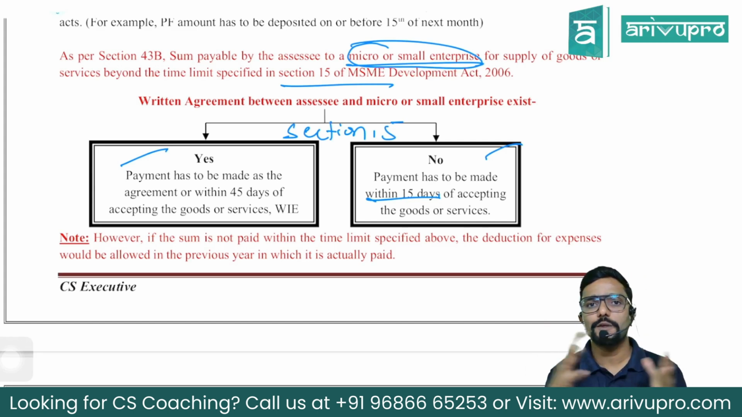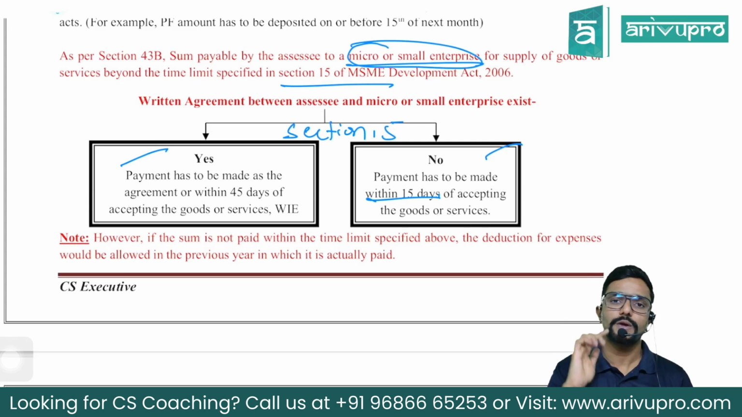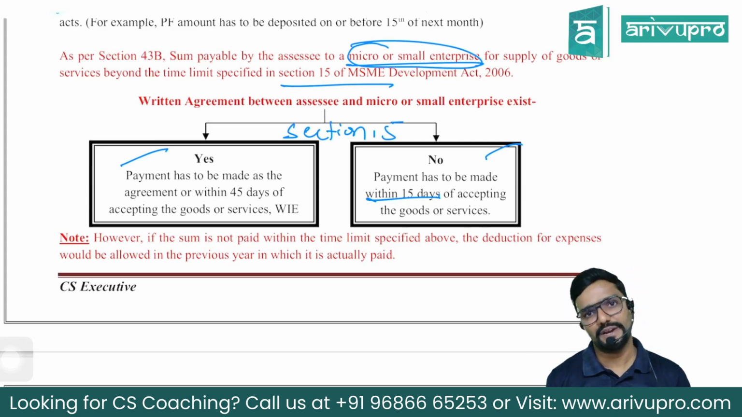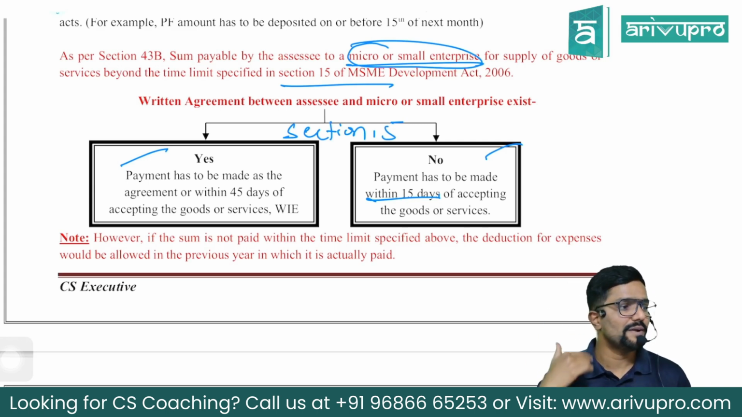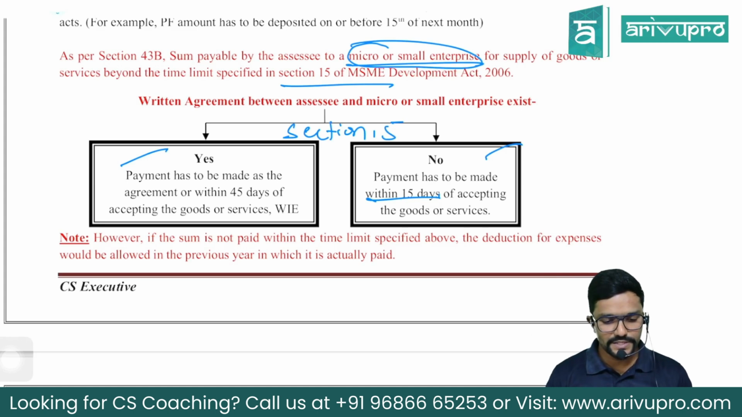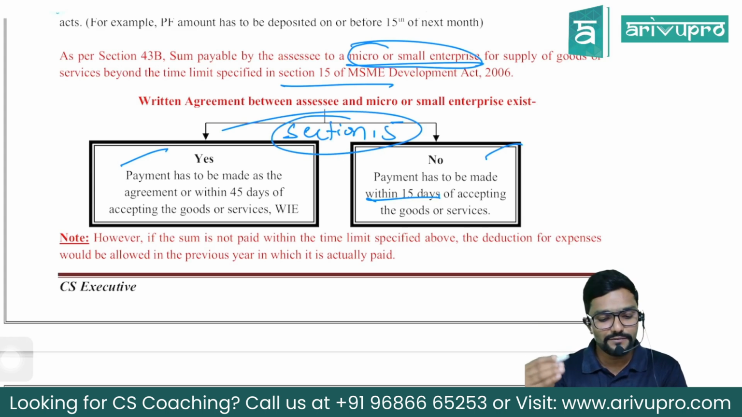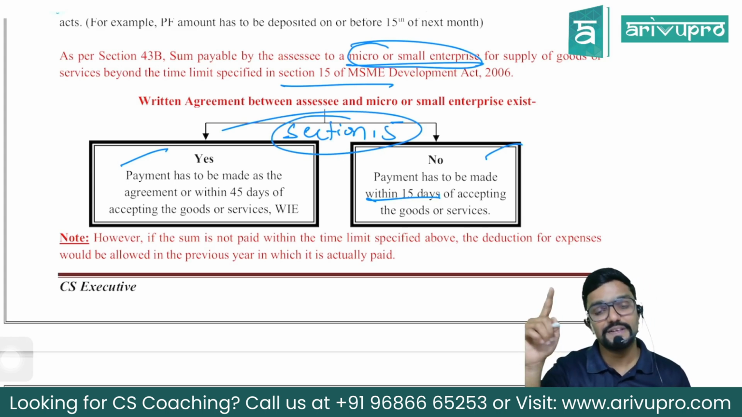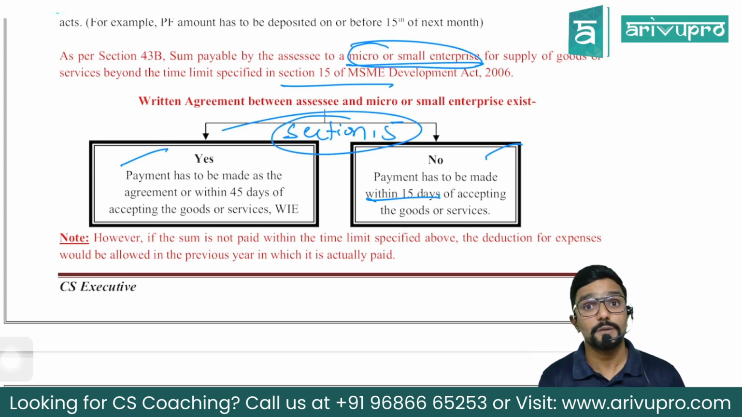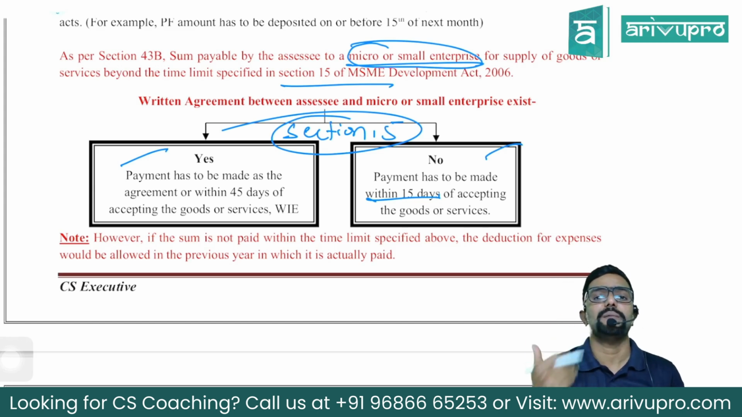Now, sir, what if the payments are not made within this timeline? Is it permanently disallowed? No. It will be allowed, but in the year in which payment is made. So you can see, if the sum is not paid within the time limit specified above, that is as per section 15, the deduction for expenses would be allowed in the previous year in which the payment is made. It is not permanently disallowed. It will be allowed, but in the year in which I am making payment to you.